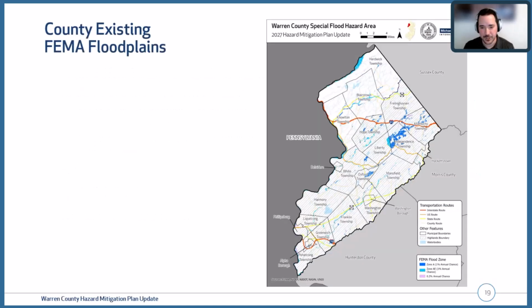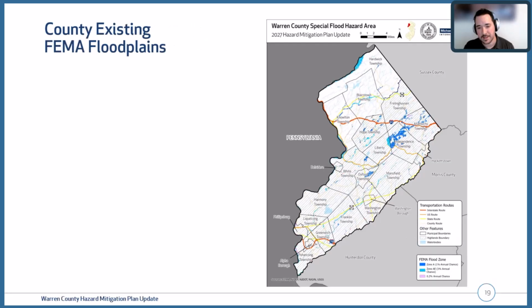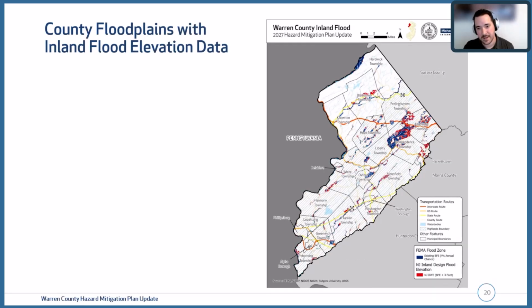But this is just to show you a couple examples of how the maps will look in the plan. This is the county's look at the existing FEMA flood maps. We pull this flood map data from FEMA, and then here is that local inland flood elevation data. You can see they're a little different. That's why it's important to not just get information from one source, but to overlay it with other information. Inland flooding is going to look different than a FEMA floodplain.